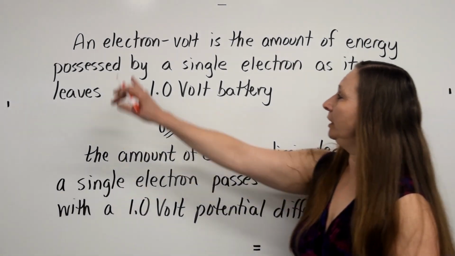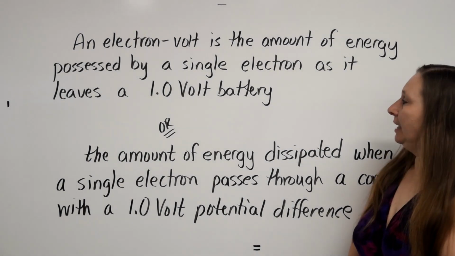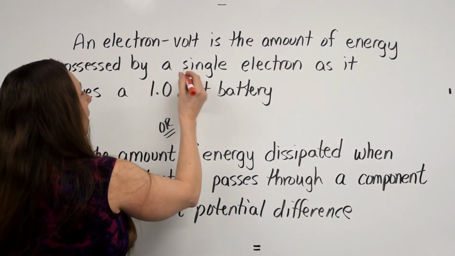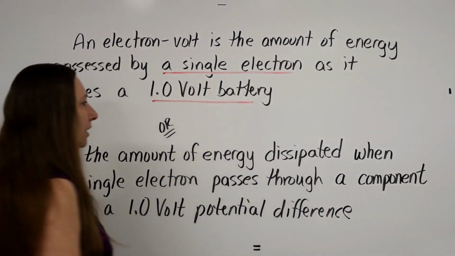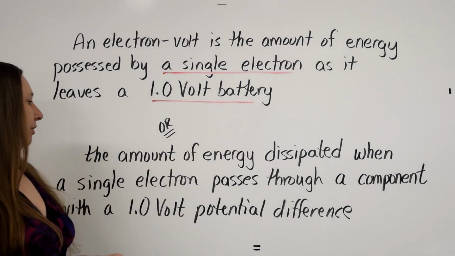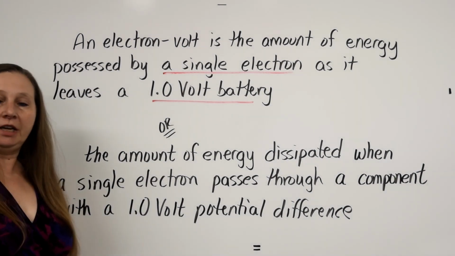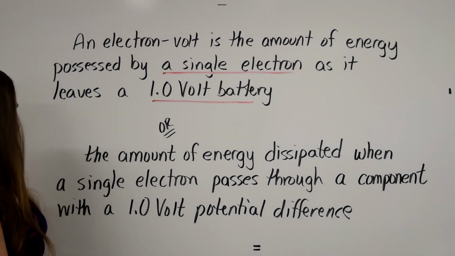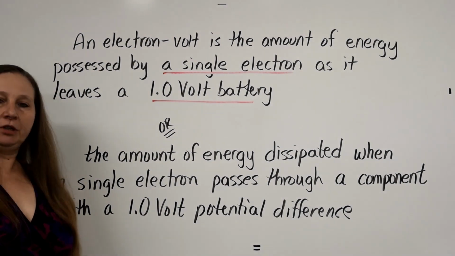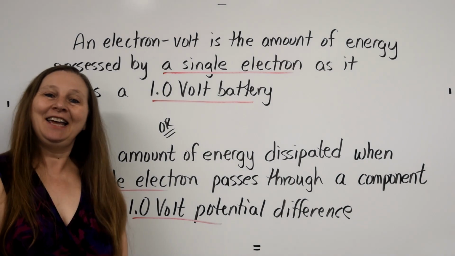The definition for an electron volt is the amount of energy possessed by a single electron as it leaves a 1-volt battery. What's important here? 1 electron, 1 volt. You can also think of it, instead of the amount of energy being gained by that electron, as the amount of energy dissipated or used up, converted to heat, when a single electron passes through a component, a resistor, a light bulb, whatever, with a 1-volt potential difference. Again, 1 electron, 1 volt. 1 electron volt.